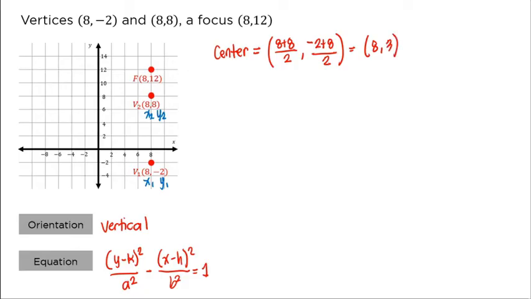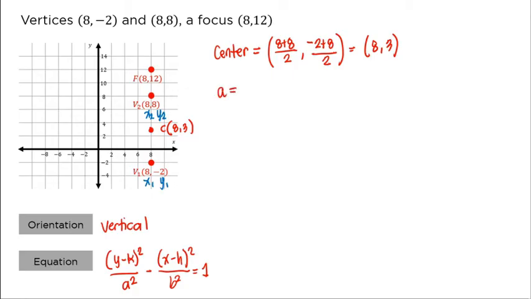So we already have the center, 8, 3, which is located here. So we have 8 and 3. Next, to solve for A, since we have the vertices, the distance from the center to one vertex is A, so we can actually solve for A here.